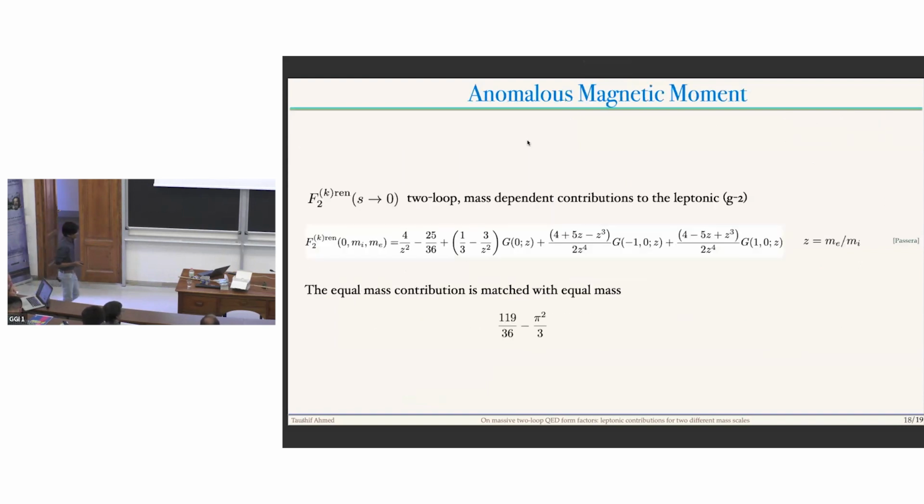And the last thing: the form factor F2, which is called the magnetic form factor, if you take the S goes to 0 limit, gives you the anomalous magnetic moment. What we checked is that if you take this S goes to 0 limit, it reproduces the result that is already known in the literature. So this is an indirect way of checking what we calculated. And for the equal mass contribution, if you put the two masses equal, Z equal to 1, then you will see a very simple looking number.